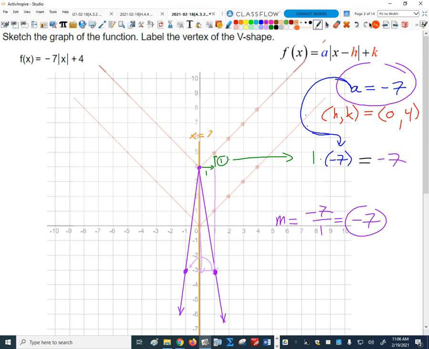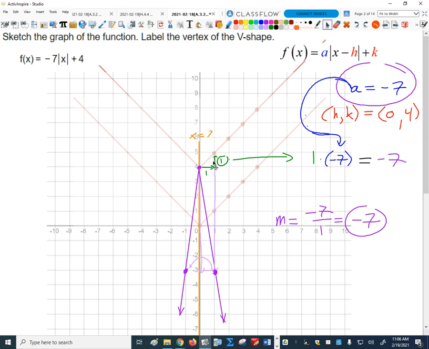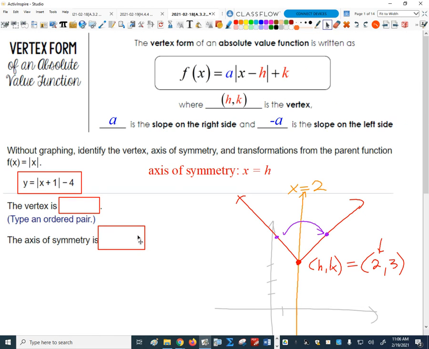Okay, so we can go back to this last page here. And there's another little trick we have for graphing absolute value functions that makes them really easy. A is the slope of the right leg and its opposite, -A, is the slope of the left leg, right? On this past example, the slope of the right leg is -7. The slope of the left leg is +7, right? It's the opposite of A. The opposite of -7 is +7, right? So that's always going to work for absolute value graphs.